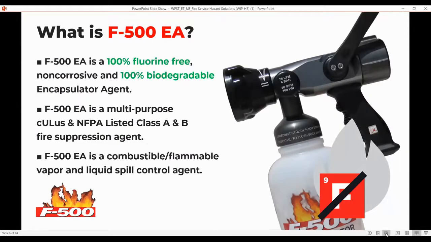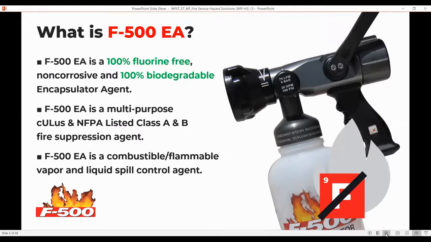So F500 is a fluorine-free, non-corrosive, biodegradable encapsulating agent. It's UL listed for Class A and Class B fire suppression. It's been tested since 2008 for lithium-ion battery fires.